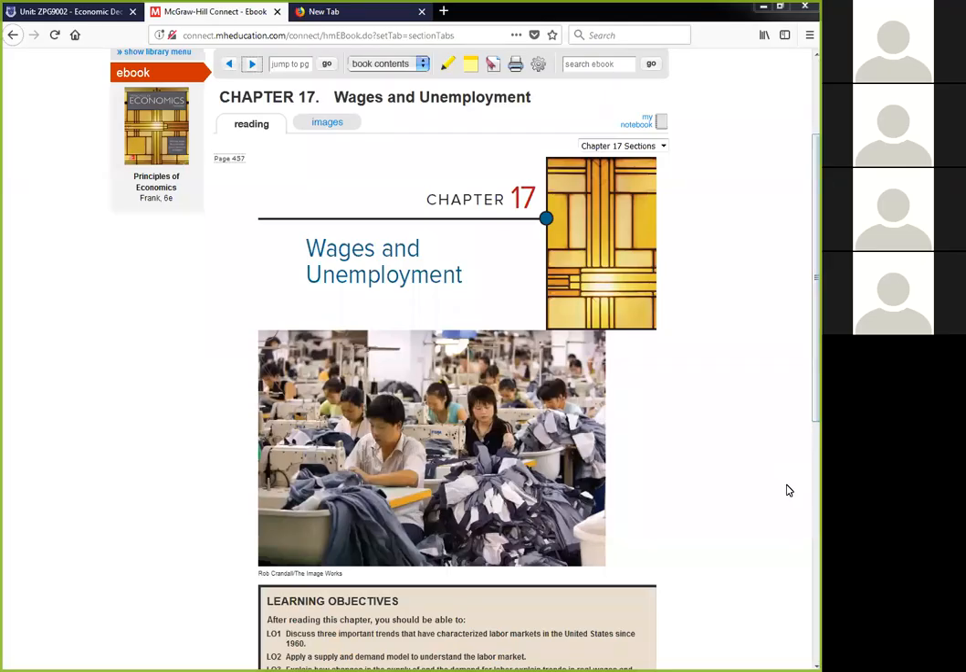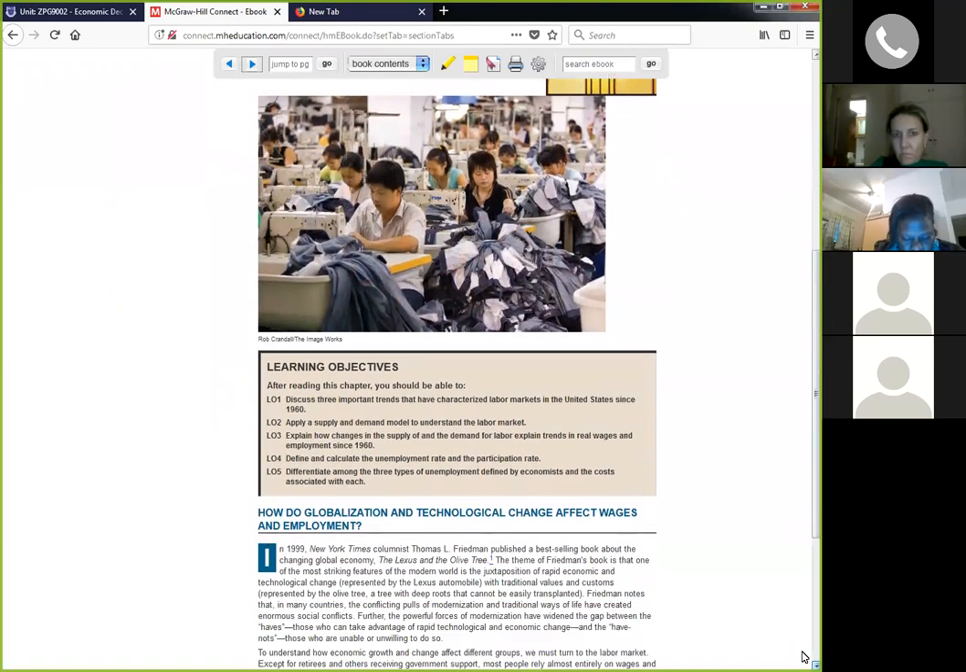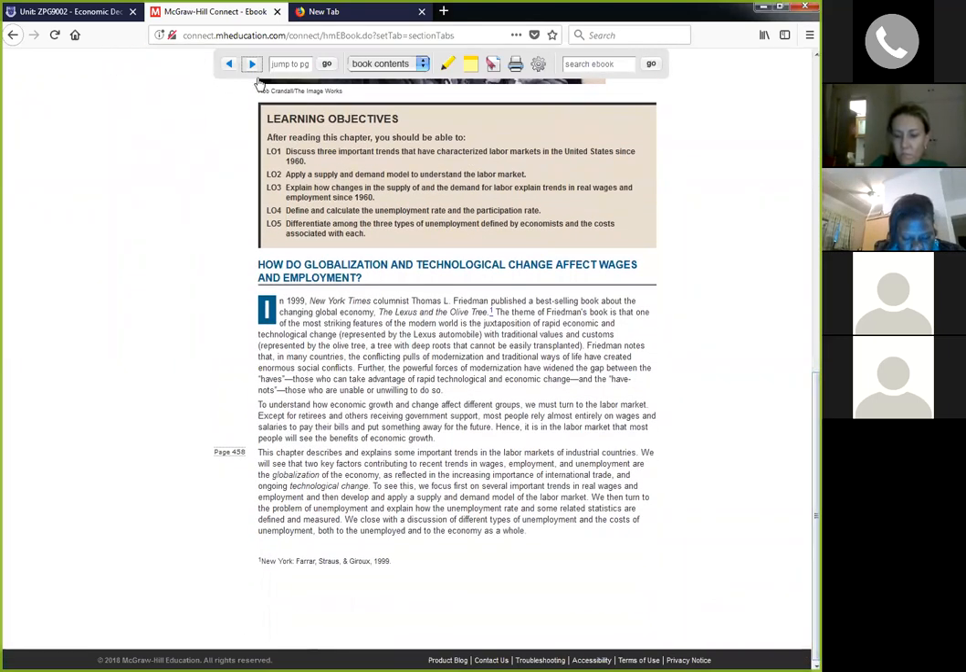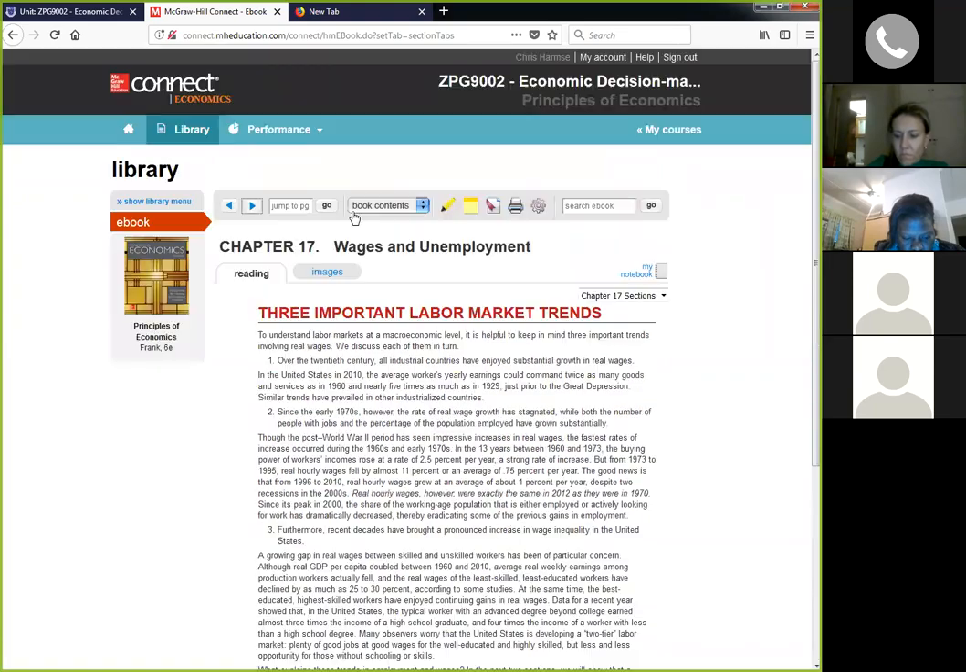Now, the last chapter we did, we haven't got a lot of time, but wages and unemployment is not that difficult, with the exception that you have to understand the demand for labor according to table 17.1. So make sure that you study and read and understand table 17.1, and then you can draw a curve, the demand curve for labor, that's nothing else than the marginal product of labor.